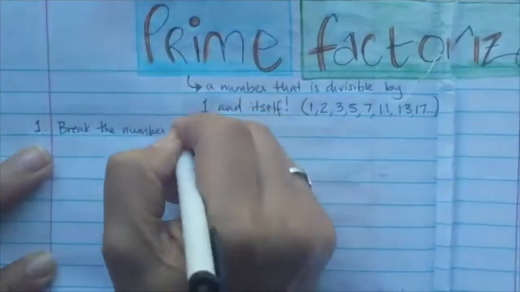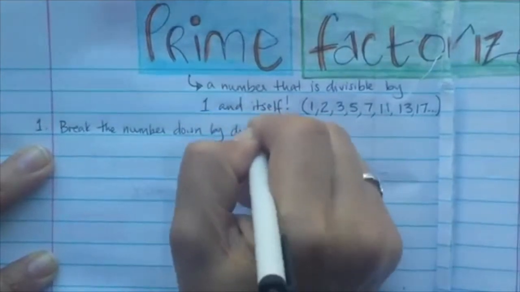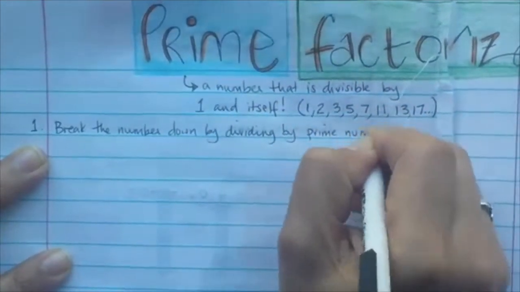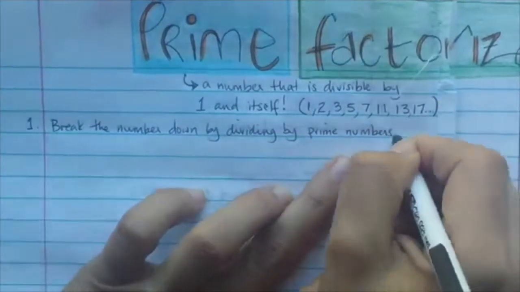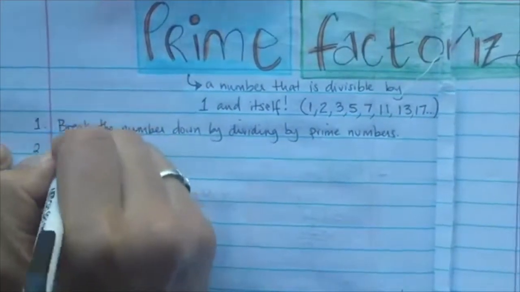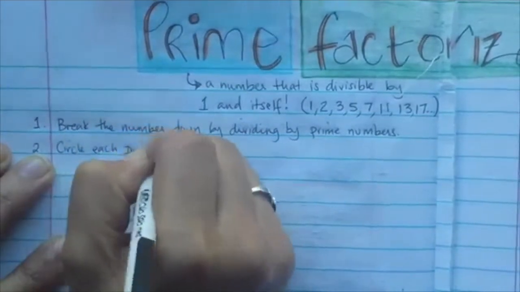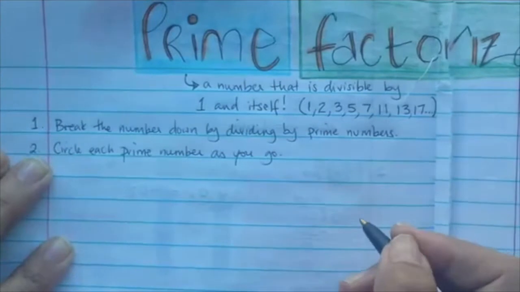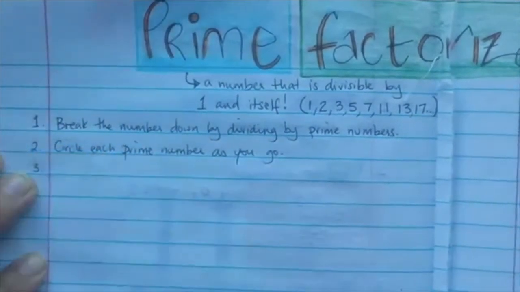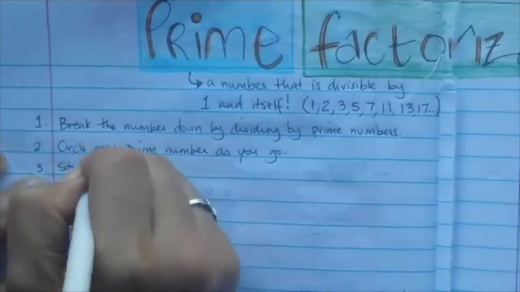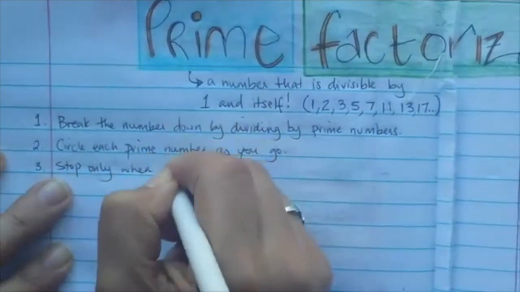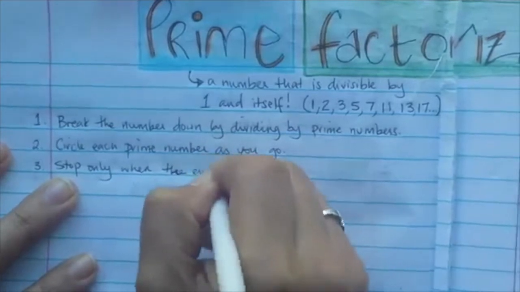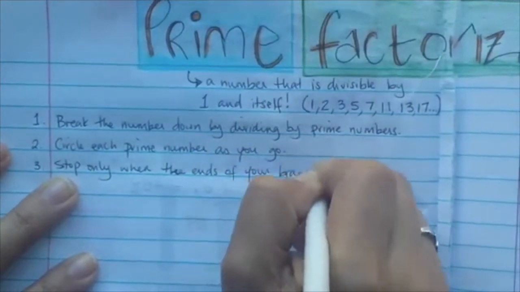Alright, so step number 1 in finding the prime factors: break the number down by dividing by prime numbers. Number 2, circle each prime number as you go. Number 3, stop only when the ends of your branches are circled prime numbers.